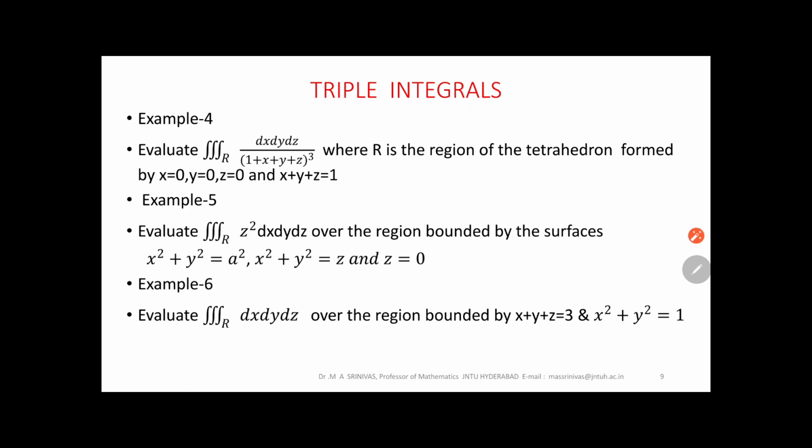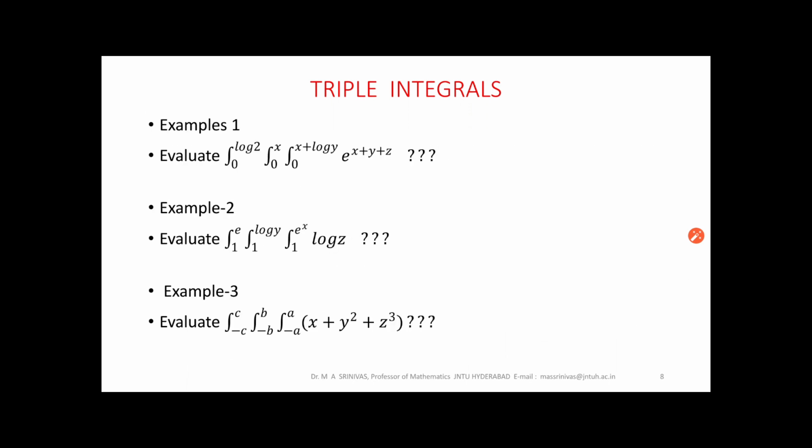Now, to have a better understanding of this topic, let us see some examples. So here, the first example is the evaluation of this triple integral 0 to log 2, 0 to x, 0 to x plus log y, e power x plus y plus z. Intentionally, I made three question marks just to discuss what should be written here, dx dy dz or dy dz dx, or what order is to be written here properly.